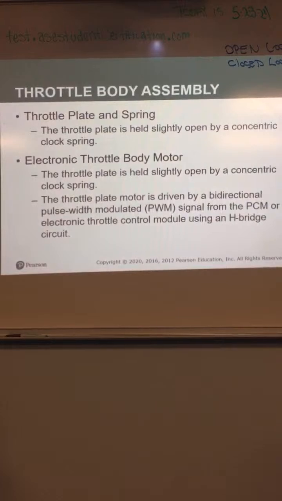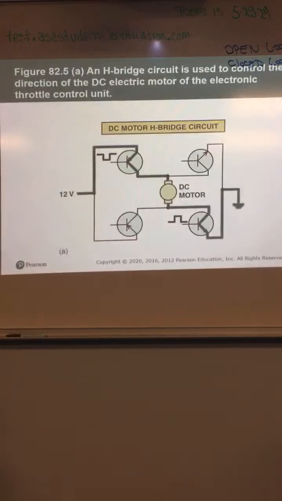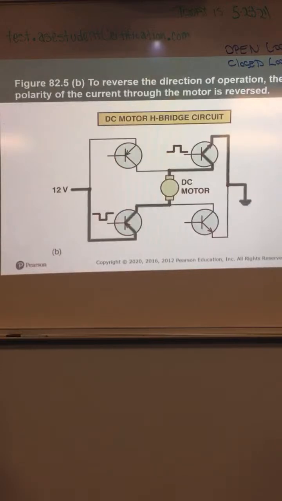Throttle plate is held slightly open by a concentric clock spring. We saw that when I just showed you that throttle body. It has an electronic motor in there. It's held slightly open by that concentric clock spring. Throttle plate motor is driven by a bidirectional pulse width modulated signal from the PCM using an H-bridge circuit, which we don't have to worry too much about. It looks like that in the schematic, or that.